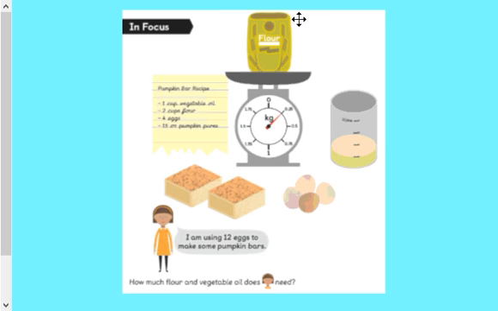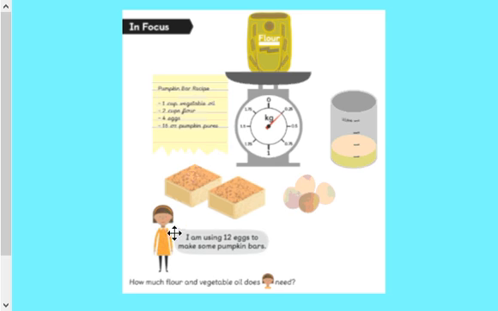The in focus question this morning is showing us what ingredients we need to make something or to bake something. Okay. So in this case, we're going to be making a pumpkin bar recipe, and you can see at the top here, it says we have 1 cup of vegetable oil, 2 cups of flour, 4 eggs, and 15 ounces of pumpkin puree. Okay, so that's what we need to make our pumpkin bars.